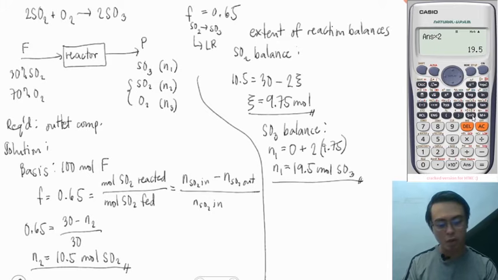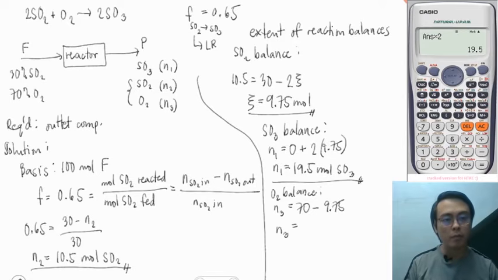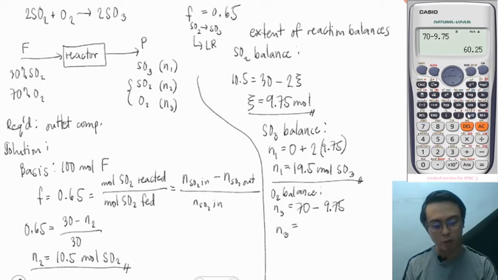Last one, oxygen balance. So oxygen out, that's N3. Oxygen in, that's 70 moles, 70% of the feed, minus the extent, 9.75. That's 60.25.